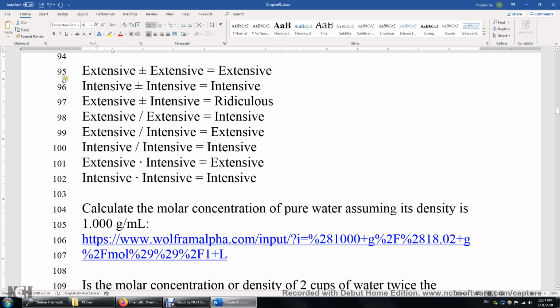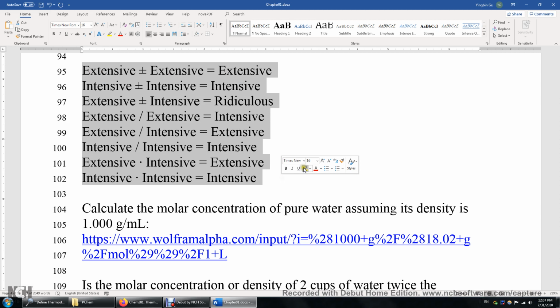Over here it tells you some basic rules, extensive properties versus intensive properties. If you have extensive plus or minus extensive, you get extensive. If you have intensive plus or minus intensive, the result is intensive. You never add one extensive property and one intensive property together because it's ridiculous. Extensive divided by extensive, you get intensive. Extensive divided by intensive, you get intensive.